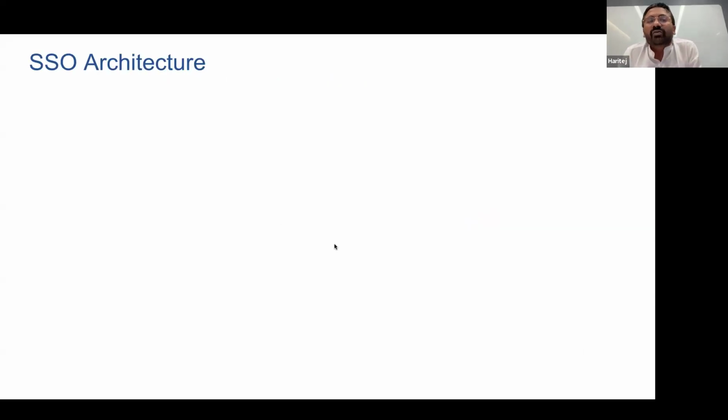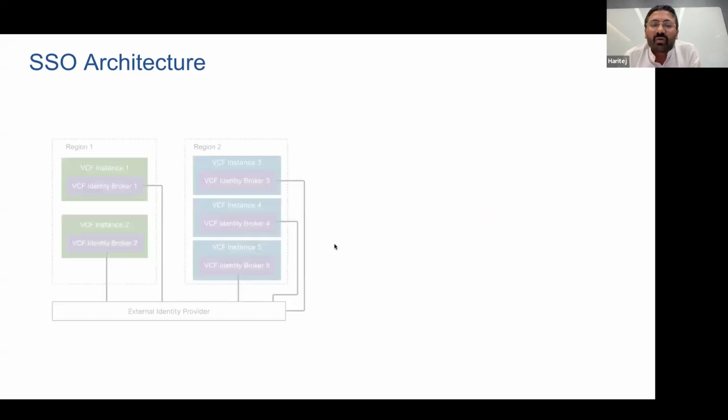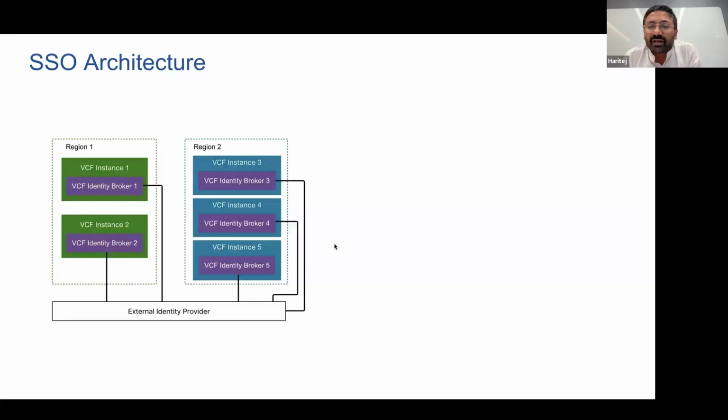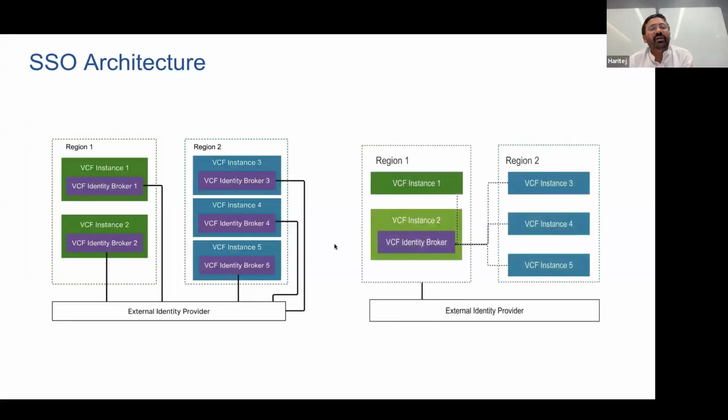Now let us see how the SSO architecture looks like. We have two architectures. One is the dedicated mode of deployment and the other one is the shared mode of deployment. Let us see how a dedicated mode of deployment looks like. On the left hand side, I have two regions in which I have 5 VCF instances, and each VCF instance has a VCF identity broker deployed here. And each identity broker is again talking to the external identity provider. So this is the dedicated mode of deployment.